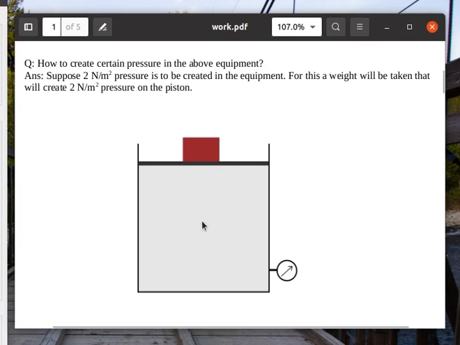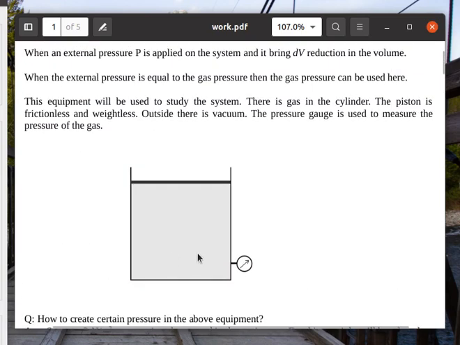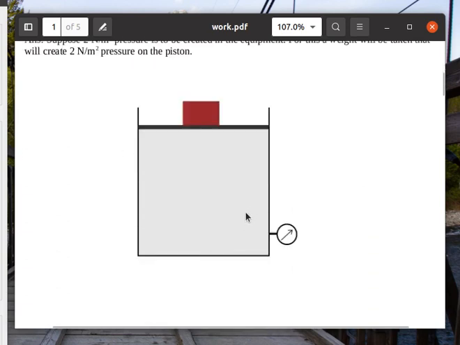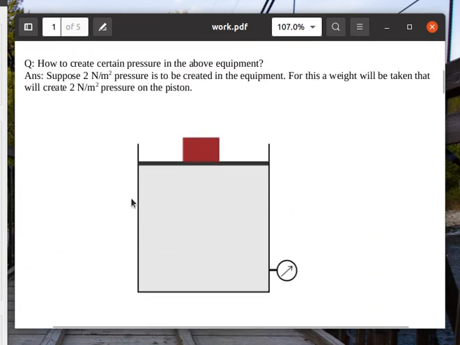Accordingly the gas inside will respond, because if the gas is at a pressure less than 2 Newton per meter square, then it will be compressed. Up to what point will it compress? The piston will go down and the pressure of the gas will increase until it reaches the outside pressure. At that time the piston will stop moving, the system will come to equilibrium, and the pressure of the gas will be 2 Newton per meter square.